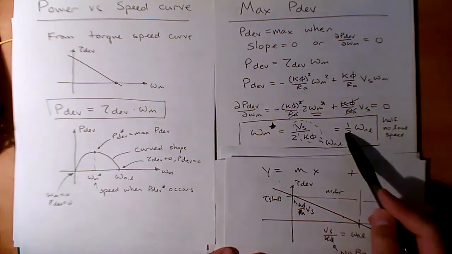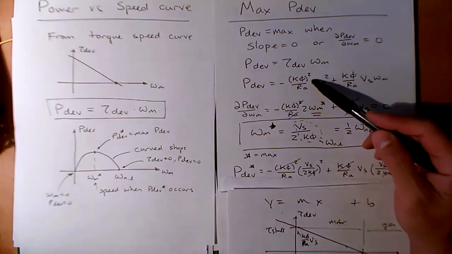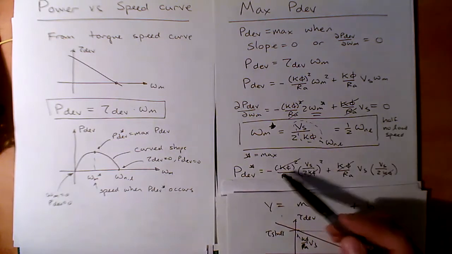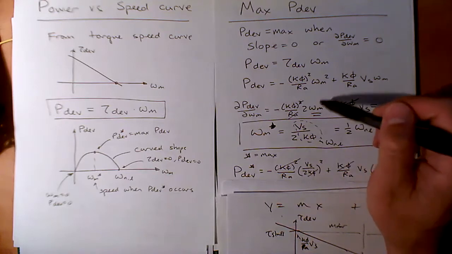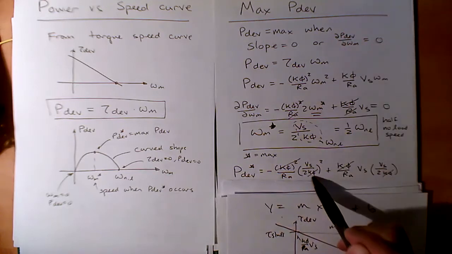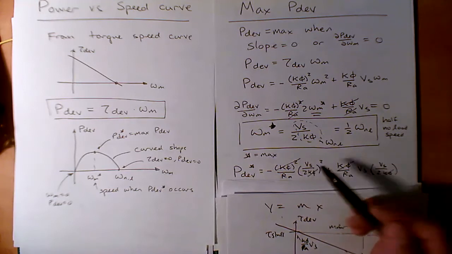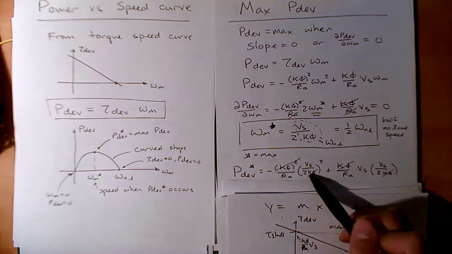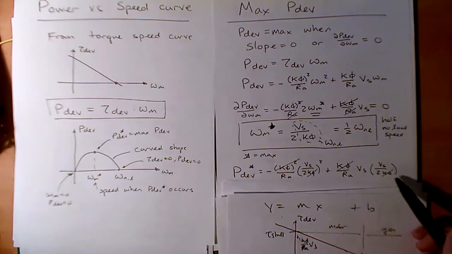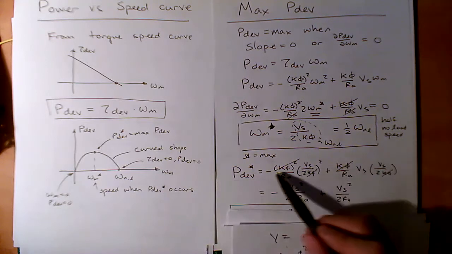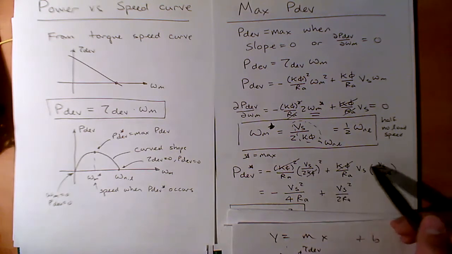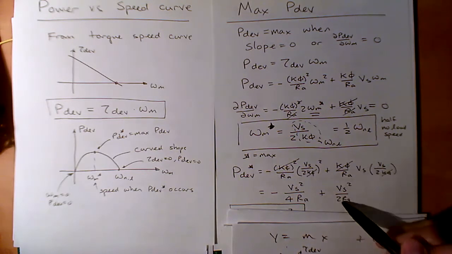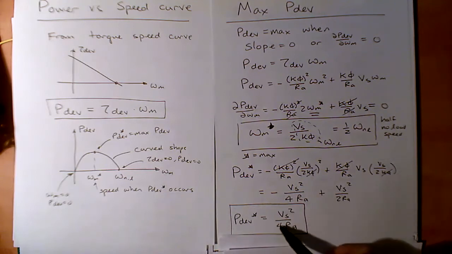We could take this and plug it back into this equation to find the optimal power equation. So I'm taking 1/2 VS over k phi, plugging it back into here, and let's just see what we get. I have the squared here, so one of the k phi's cancels with this k phi, and a k phi cancels with this k phi, so I get a minus VS squared over 2 squared, which is 4 RA, plus VS squared over 2 RA. This cancels out to 1/4 VS squared over RA.